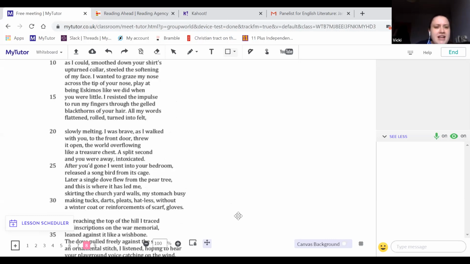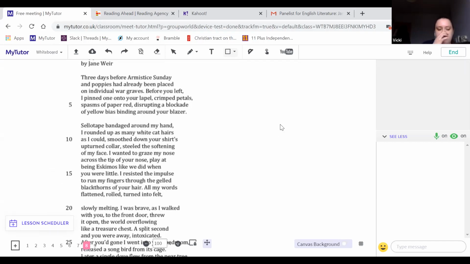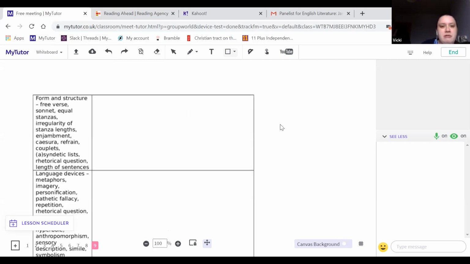So it's a really interesting poem. It's written in free verse. We've talked about free verse before, so we can pop that straight into our flatters table. Free verse is essentially where there's no clear rhyming scheme or stanza length. There's no massive structure to it essentially. So we've got a lot of irregular stanzas.